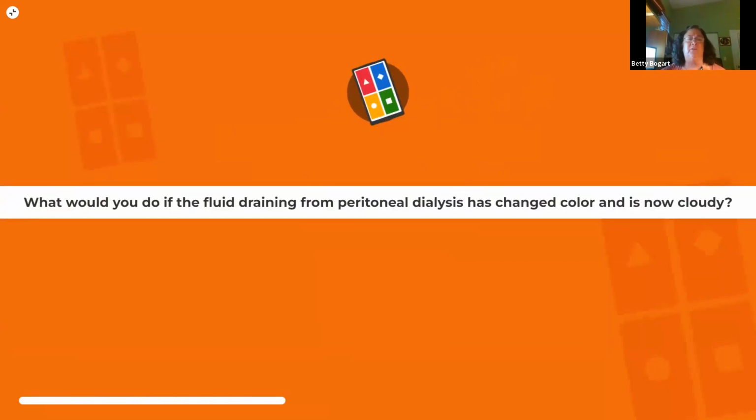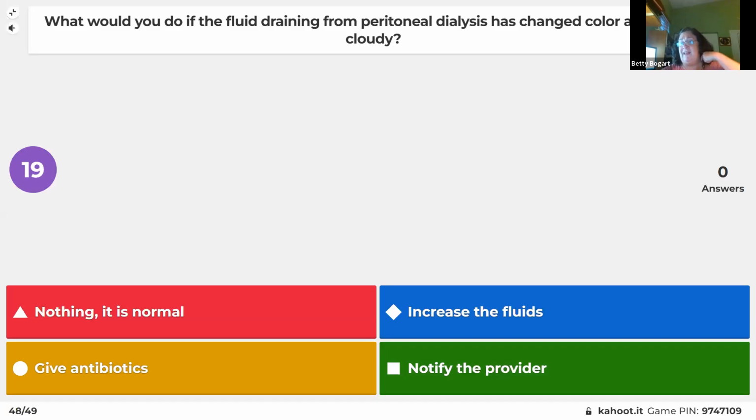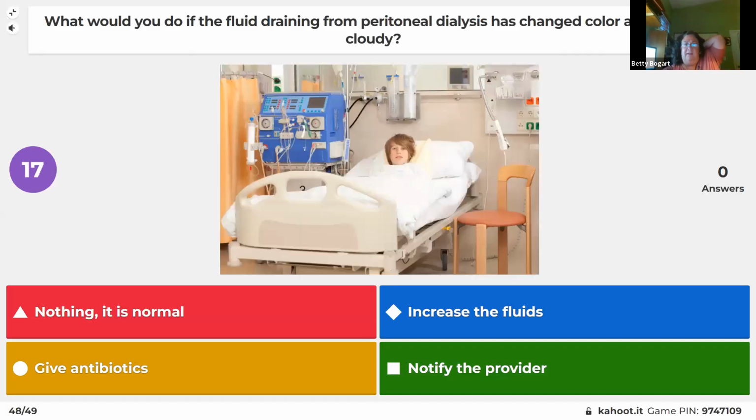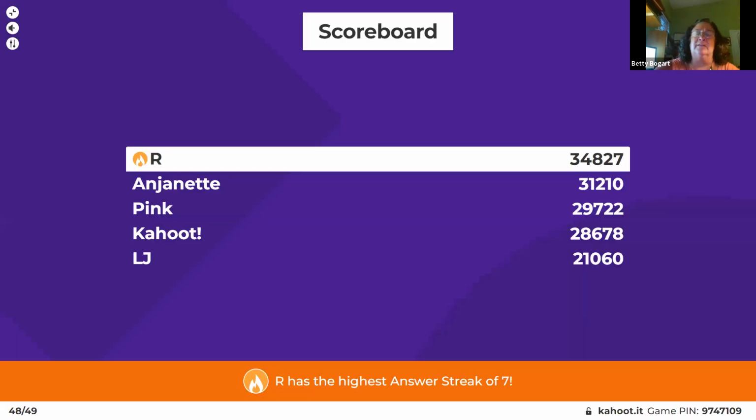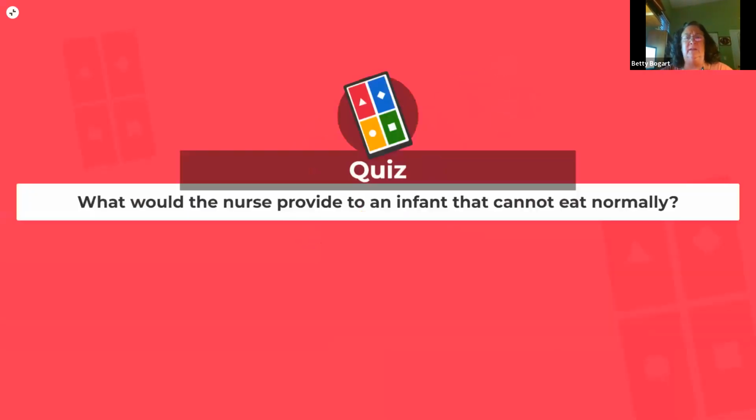What would you do if the fluid draining from the peritoneal dialysis has changed color and is now cloudy? Number one, notify the provider, get those antibiotics and get them started. Save that abdomen, that peritoneum is needed.